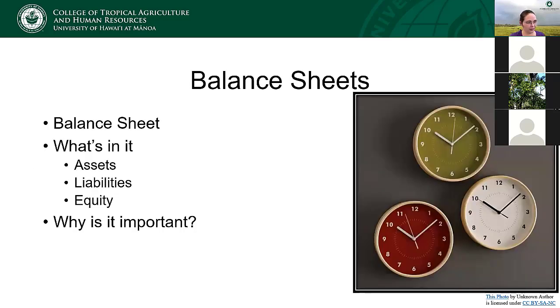Now we're going to move on to balance sheets. A balance sheet lists assets, liabilities, and net worth as of a certain date. Balance sheets are often described as a snapshot of your financial condition at a certain point in time. Ideally, you want to do them around the same time every year. I mean, ideally, you really want to do it the same day every year.